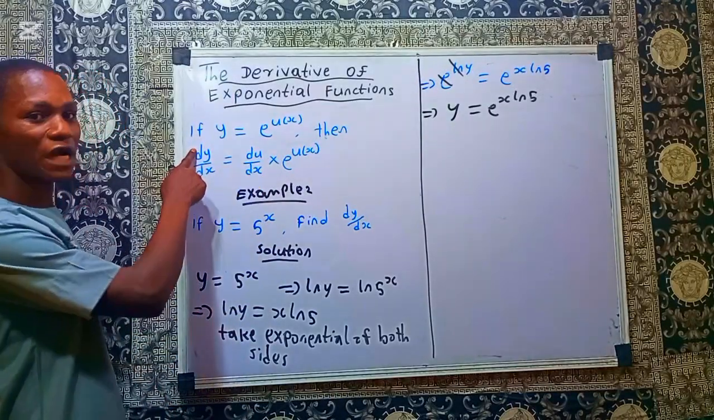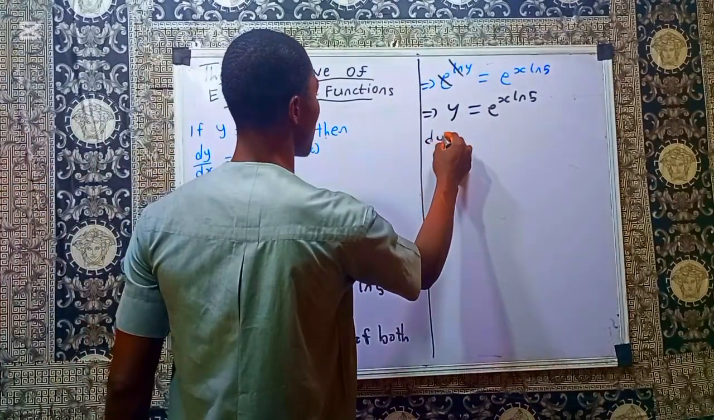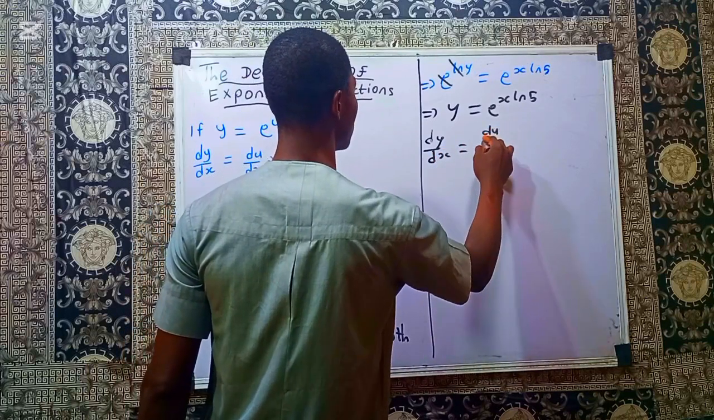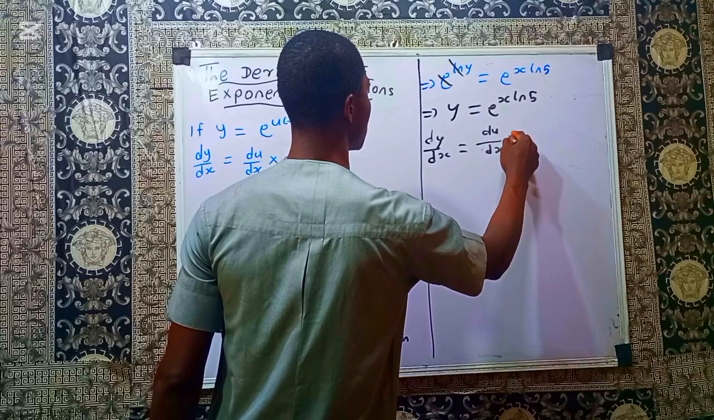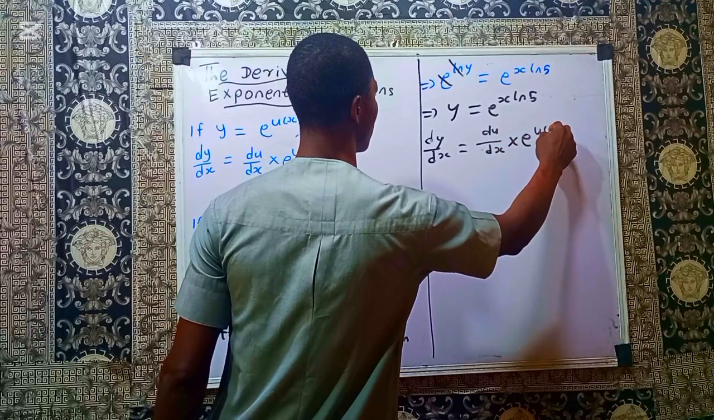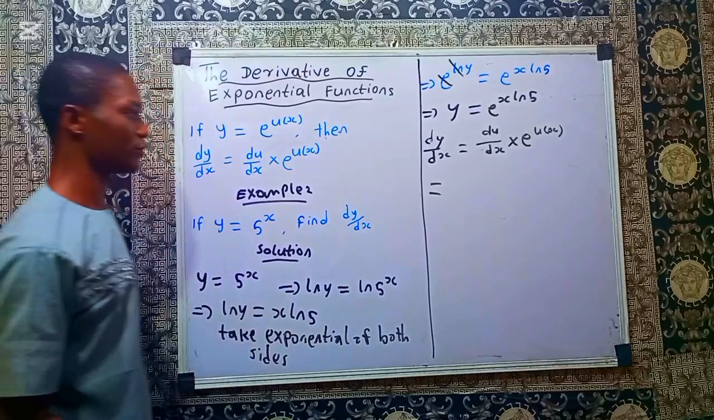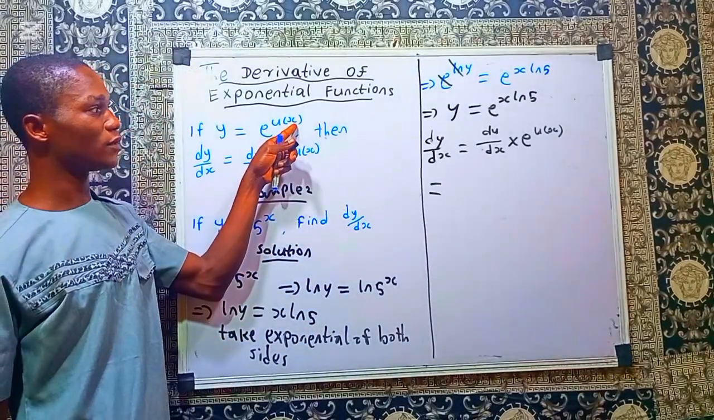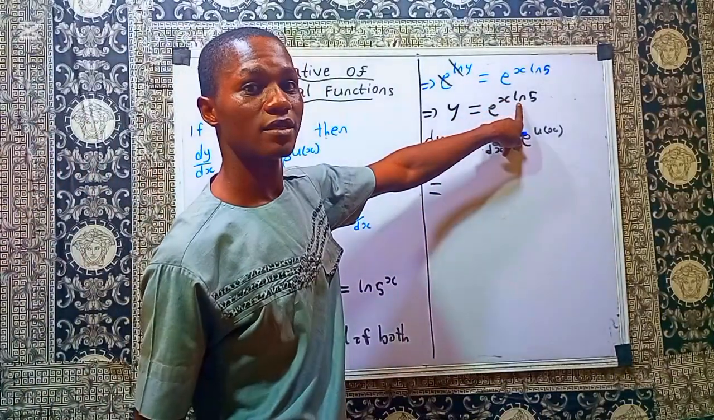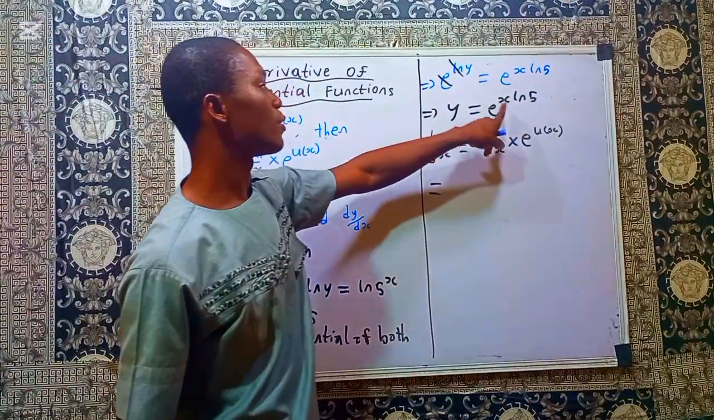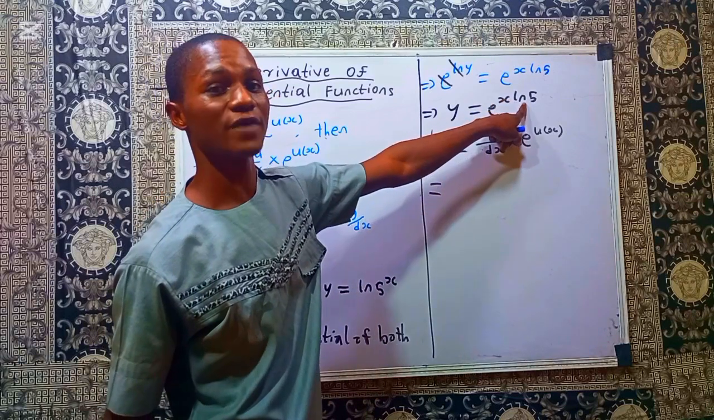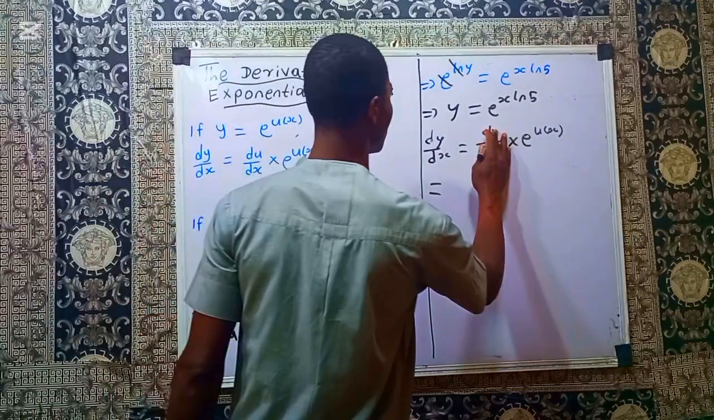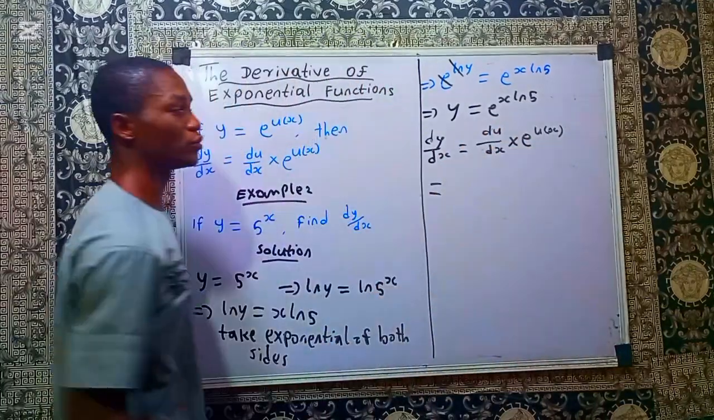So that the derivative of y with respect to x, dy/dx, will be equal to du/dx multiplied by exponential u of x, by the formula I have here. What is u? u is what is in the exponential. What is in the exponential is x ln 5. So I'm going to differentiate this x ln 5 with respect to x. That's what they say: differentiate u with respect to x, du/dx, right?